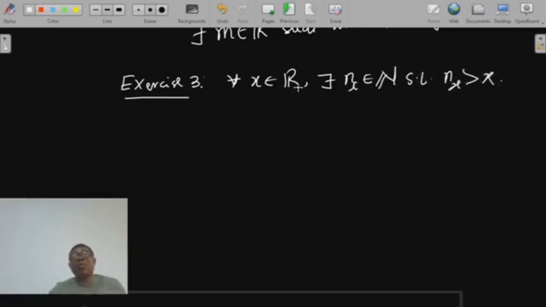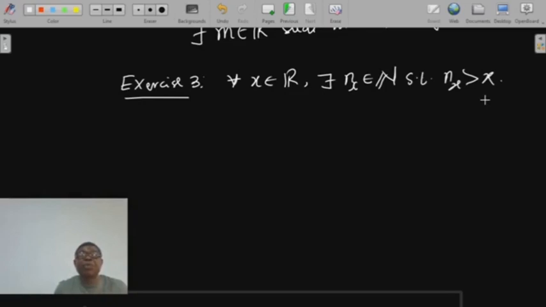And this is actually what we call the Archimedean property of the set of natural numbers. That whenever you're given any real number, we can find a natural number that is bigger than that real number. We call it the Archimedean property. So now, what this is telling us invariably is that the set of natural numbers is not bounded above.